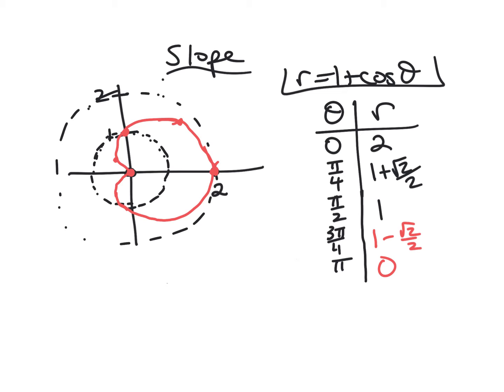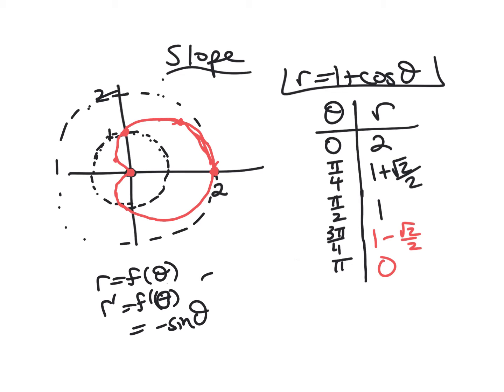Okay, so we're going to look for slope. Now, one thing that we might try here, if we think of r as f of theta, is to just take r prime, take f prime of theta. Well, this would be equal to just negative sine theta here. So does this give us slope? This is a reasonable guess.